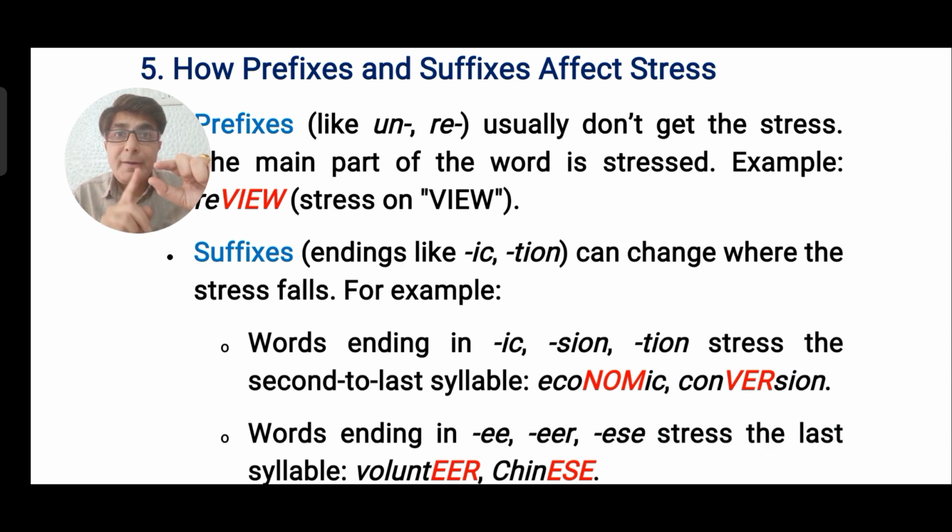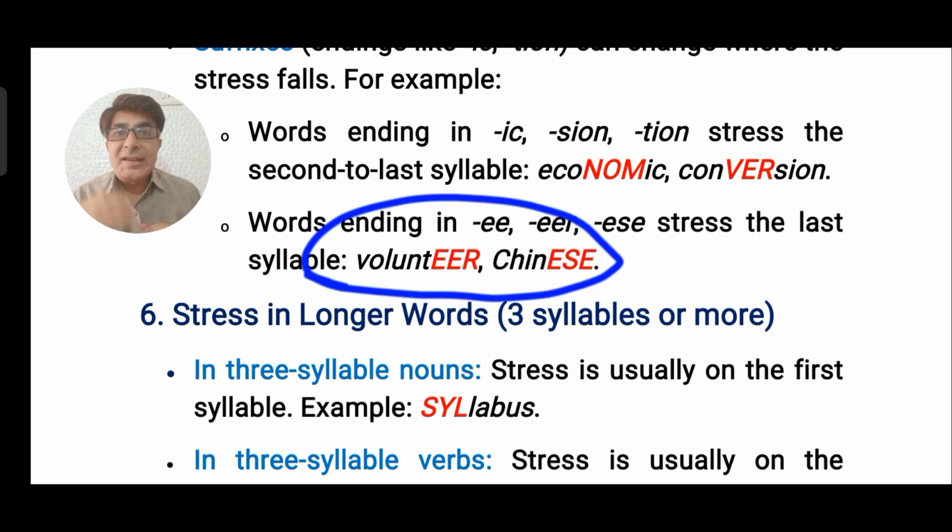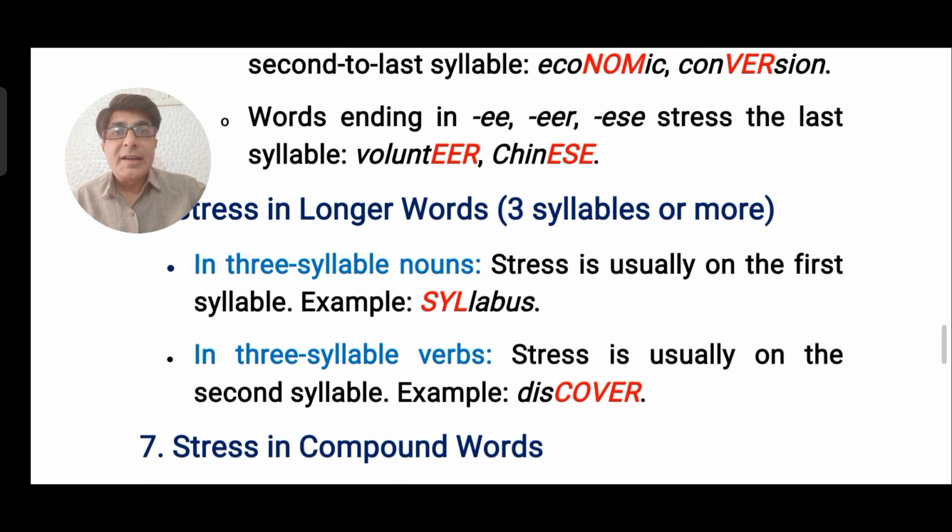Conversion. The word conversion, there is a suffix called sion, and the syllable which precedes this sion is ver, and that's why you speak it as conversion, right? In the same manner, when the words are ending with some suffixes like ee or eer or ese, they are generally spoken with force, like volunteer, Chinese, right? So this is how it is done.